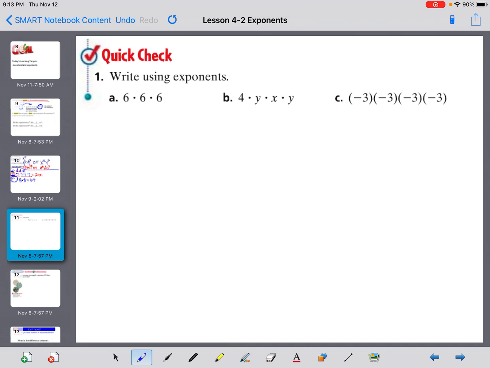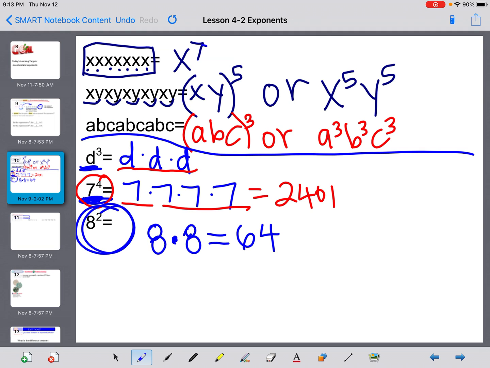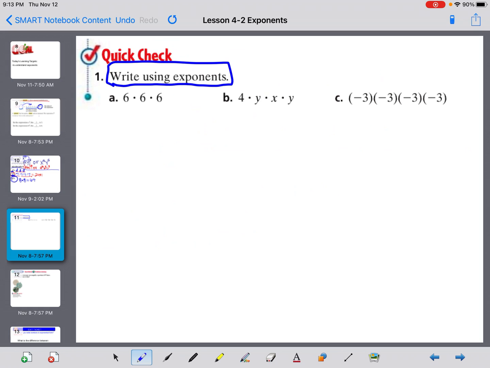Okay, this one says, again, the other way. Write using exponents. It already is expanded out. We want to shrink it back, kind of like we did up here. Shrink it back to an exponent. Pause and go.